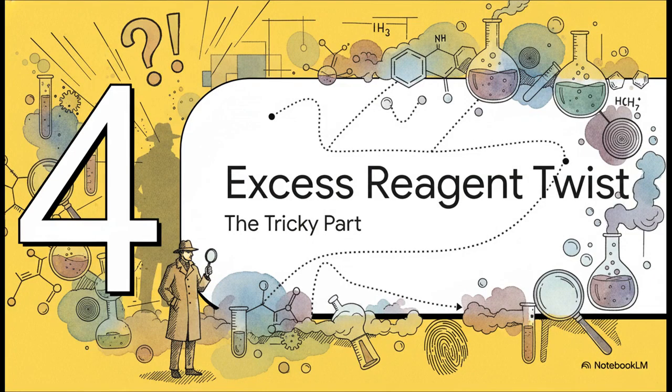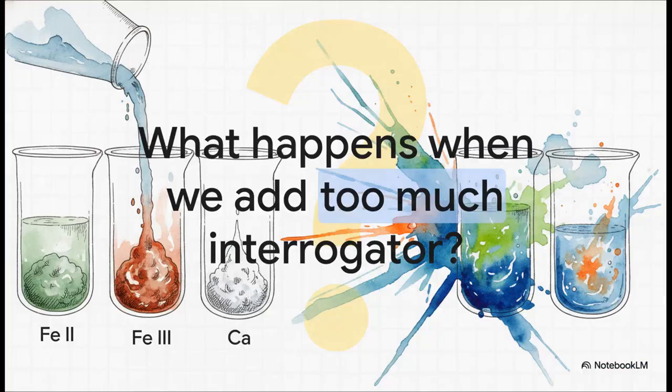Section 4. The excess reagent twist. We are now officially entering the trickiest part of analytical chemistry. This is the part that totally catches students off guard, but as chemical detectives, this is where we really earn our badge. Remember step 3 of our procedure? Adding the alkali in excess. We force the salt to form a solid, colorful precipitate.